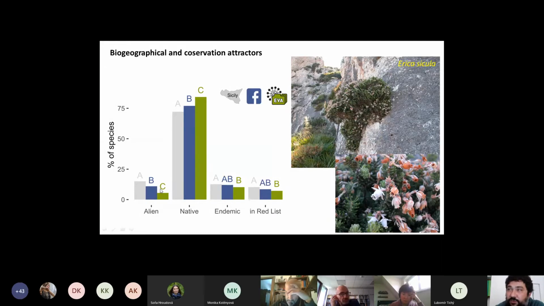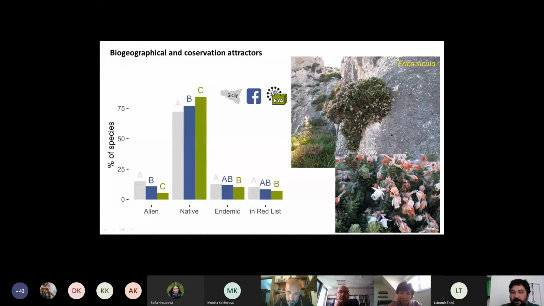But what is nice is that also aliens are shot by Facebook users, and in the EVA dataset there are very few alien species compared to Facebook. This is also because alien species are, as I told before, ornamental plants, very showy, and people go there to take pictures, but also because of plant blindness. And in EVA they are not so common because I think the relevés we processed are from the 80s and 90s, and during this period the vegetation scientists of Sicily were describing the vegetation of Sicily, so they preferred natural habitats.